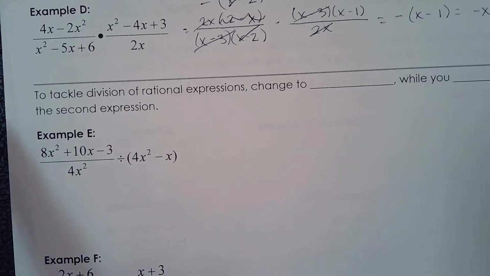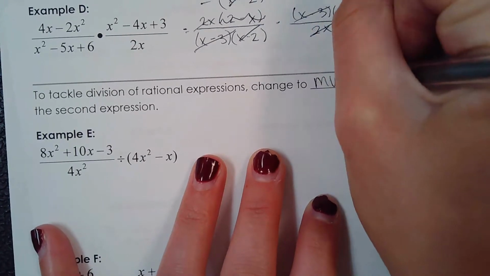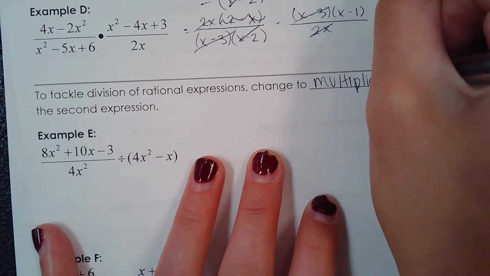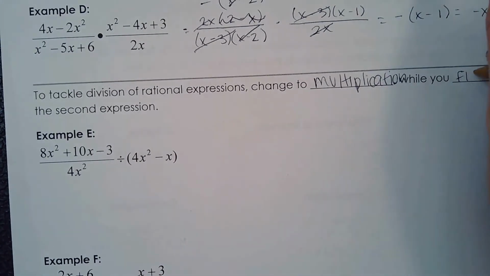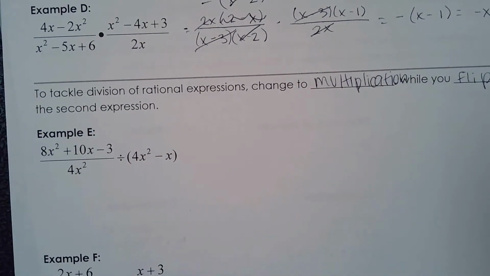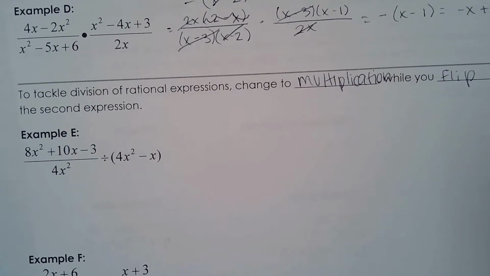So when it says to tackle division, you're going to change to multiplication while you flip the second expression. I'll give you these when we're done, if that'll make it easier. So yeah, change to multiplication and flip the second one.